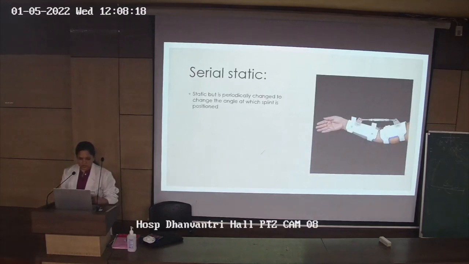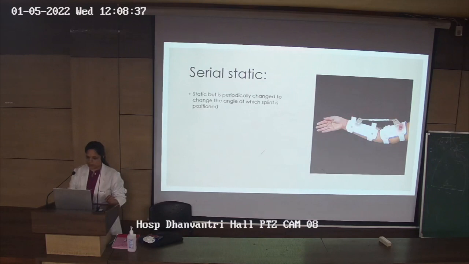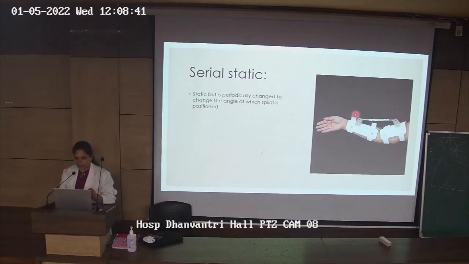Then the serial static. It is static but it is periodically changed to change the angle at which the splint is positioned. As in this picture, this patient may have suffered from contracture at the elbow joint. The one you can see, this rod, is the turnbuckle mechanism. So gradually each day the patient will turn the buckle and open up this rod to further reduce the contracture and to straighten the elbow.